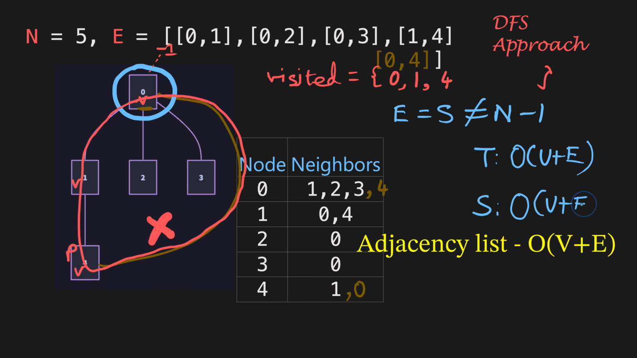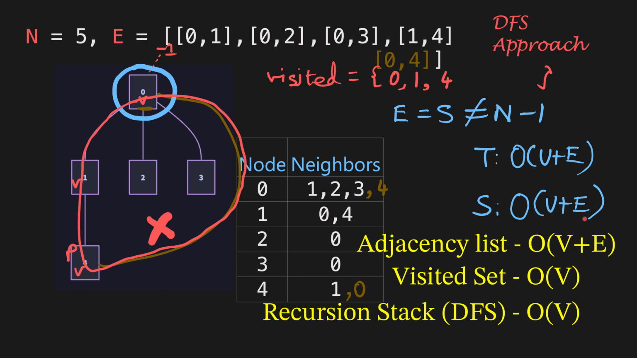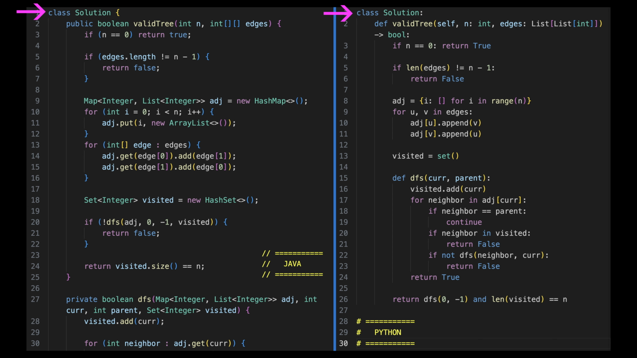We need this space to store the graph in our adjacency list plus O of V for the visited set and the recursion stack in the worst case. So overall space complexity is O of V plus E. Alright, let's dive into the code.